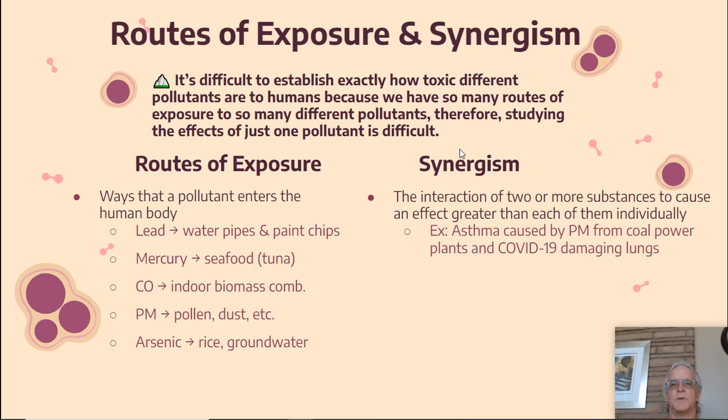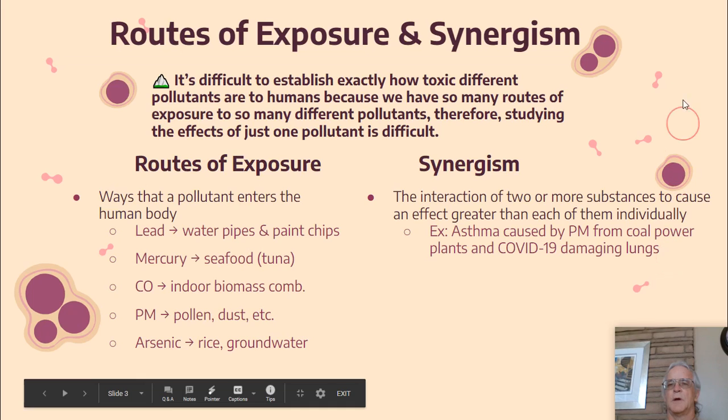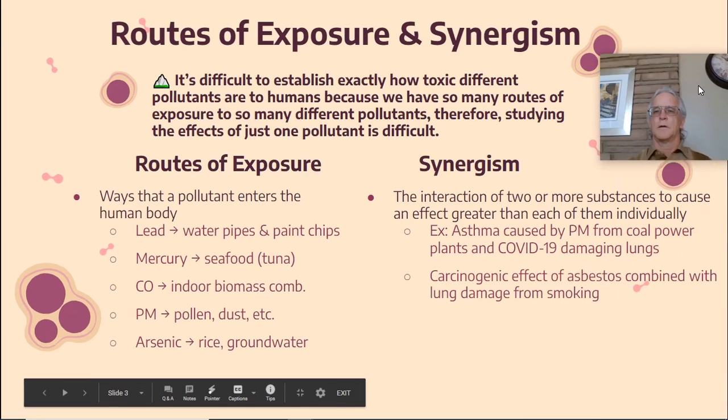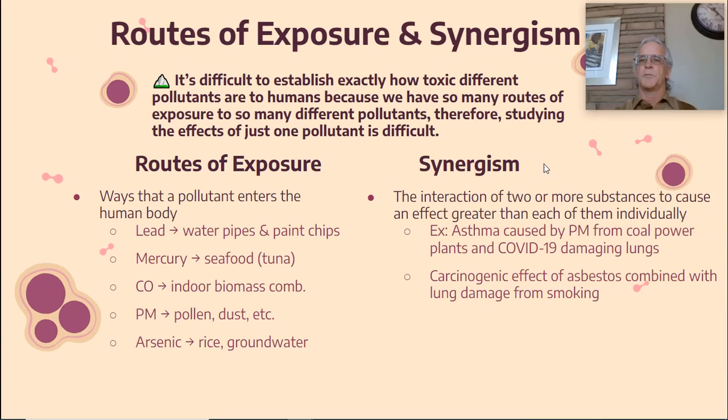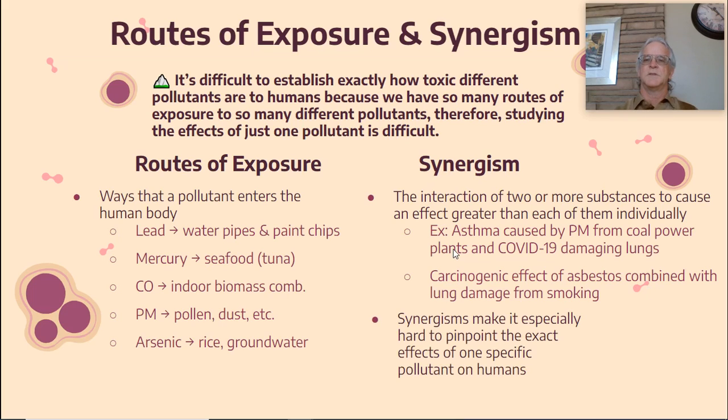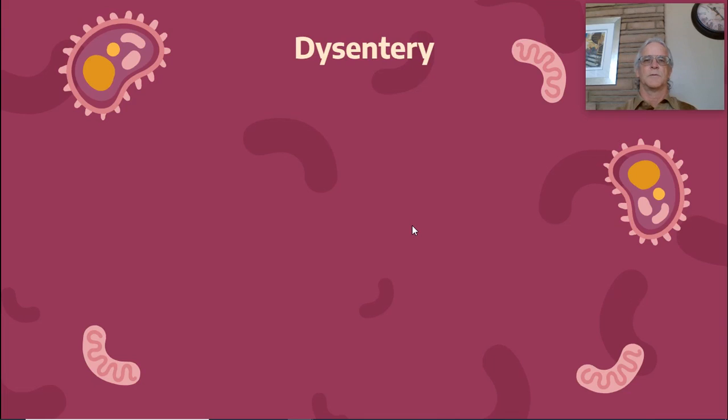For example, with diseases, particulate matter from a power plant can make us sick. COVID-19 damaging our lungs can make us sick. Together, they can kill you. Another example is the carcinogen effect of asbestos combined with lung damage from smoking. Synergisms make it especially hard to pinpoint the exact effects of one specific pollutant on humans.